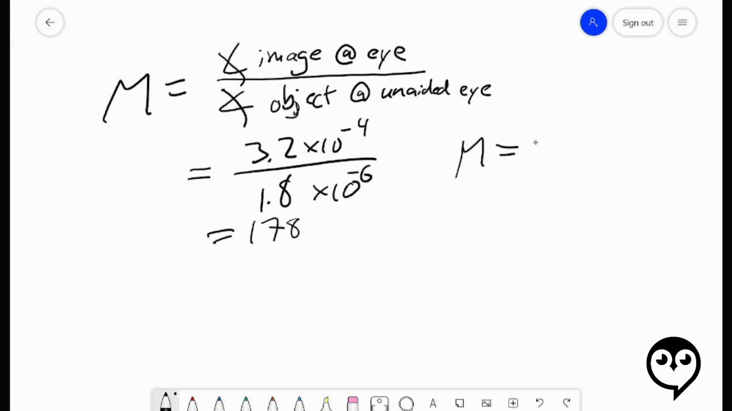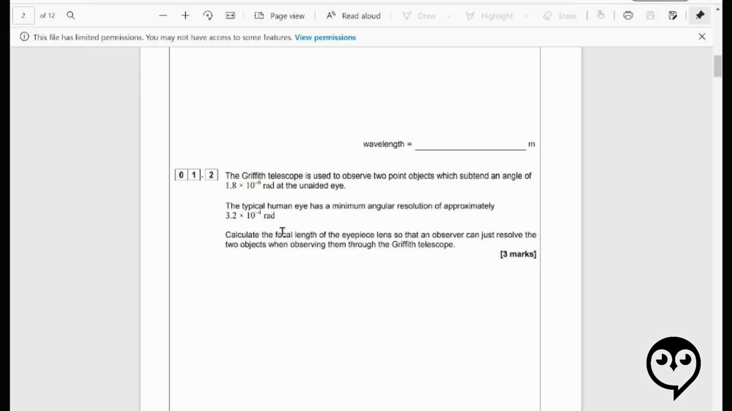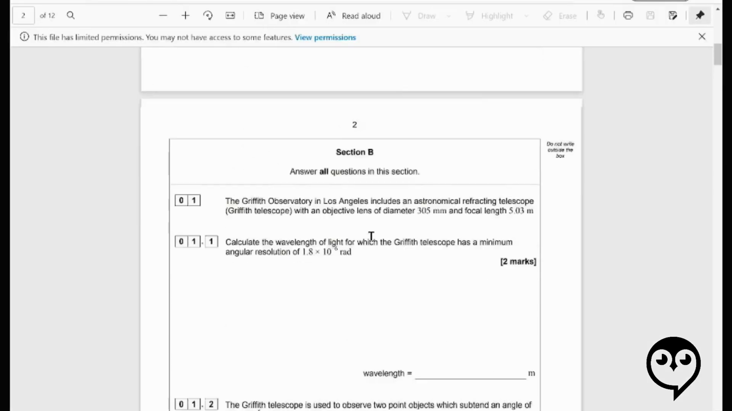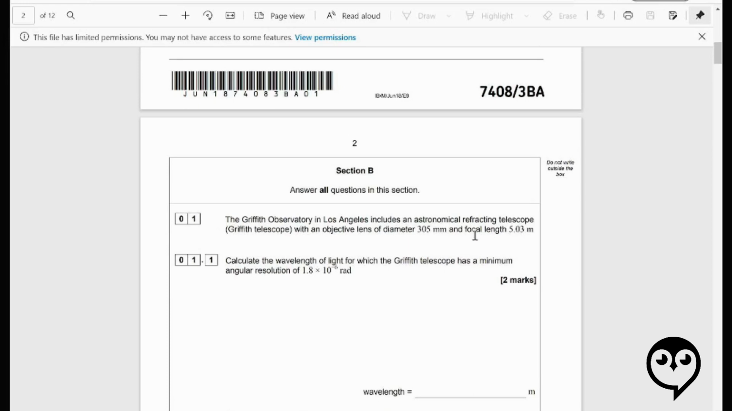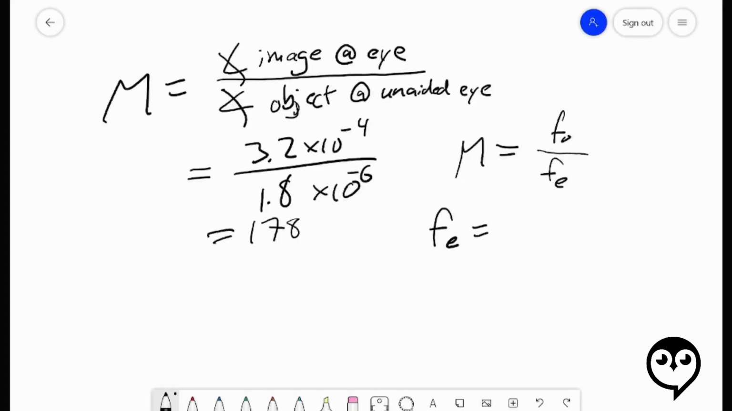You've also been given another formula, and I suppose we could have done this all at once, in which you've got the focal length of the objective lens over the focal length of the eyepiece. Now, they gave us that information as well. We are trying to find the focal length of the eyepiece. They told us the focal length up here was 5.03 meters. So we're going to have the focal length that they gave us at the beginning of the question divided by this magnification we've just calculated, and I get 0.028.